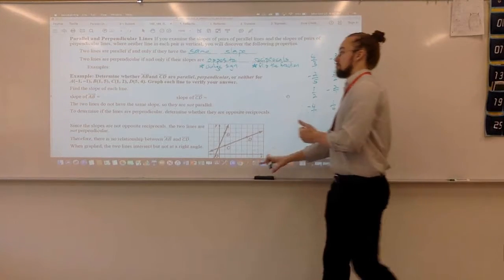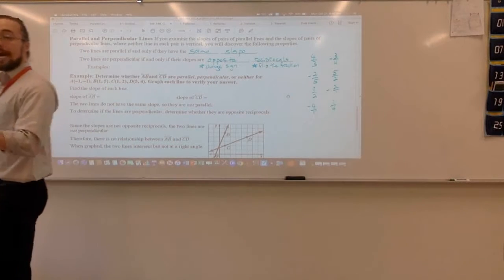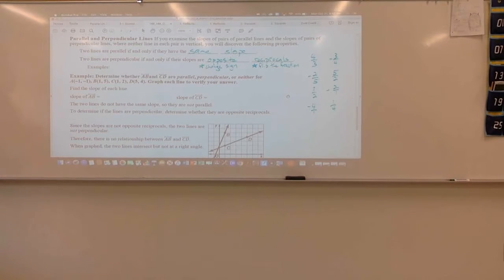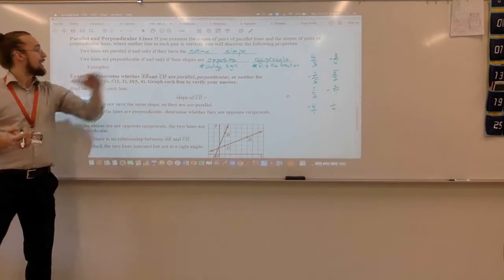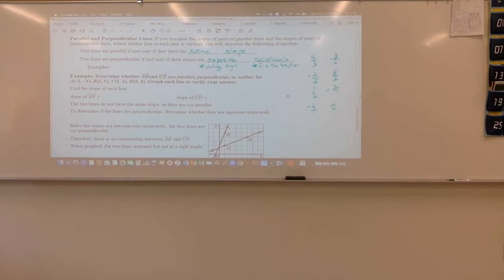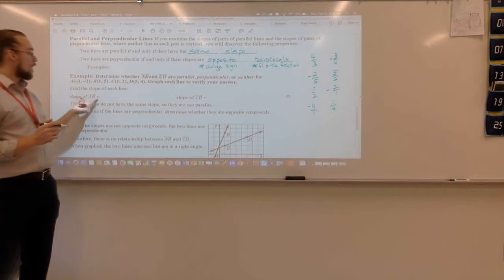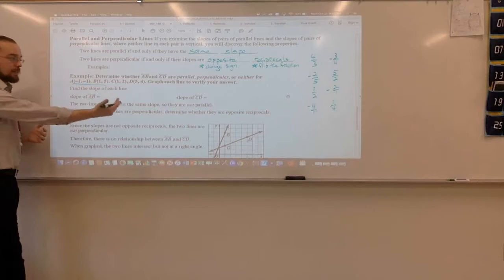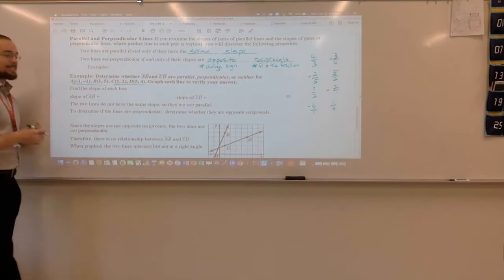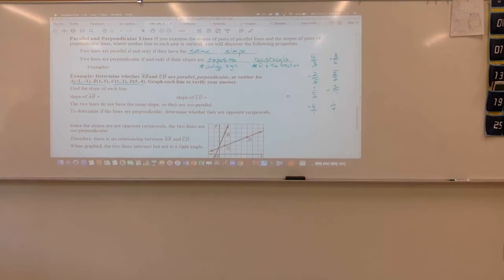So let's take a look at calculating some slopes of lines and determining whether they are parallel or perpendicular, or neither. Okay? It's possible that neither of these things would happen. So if two lines are parallel, the slopes will be exactly the same. If two lines are perpendicular, they will have opposite reciprocal slopes. So in this example here, I want to find the slope of the line between A and B, and then find the slope of the line between C and D, and compare those two slopes.